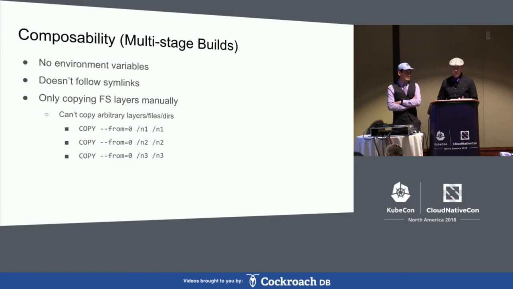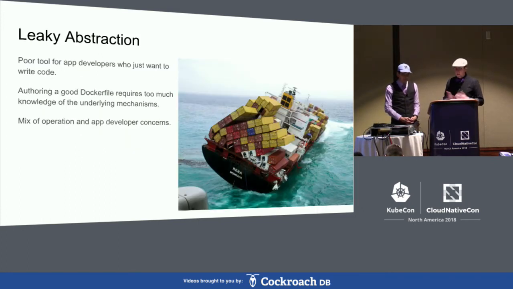So just to recap, the composability of multi-stage builds lacks support for environment variables and symlinks, and it really only allows you to copy specific directories. You can't copy arbitrarily named directories, maybe something that's based off of a UUID or an incremental number. The end result is really a leaky abstraction. In order for an application developer to write a Dockerfile, they need to understand intimately how Dockerfile works, how it produces these layers, and what the underlying mechanisms are doing. And the result is just a poor tool for people who really just want to write code, build features, and deliver value for their customers. It also mixes operational concerns with application concerns.